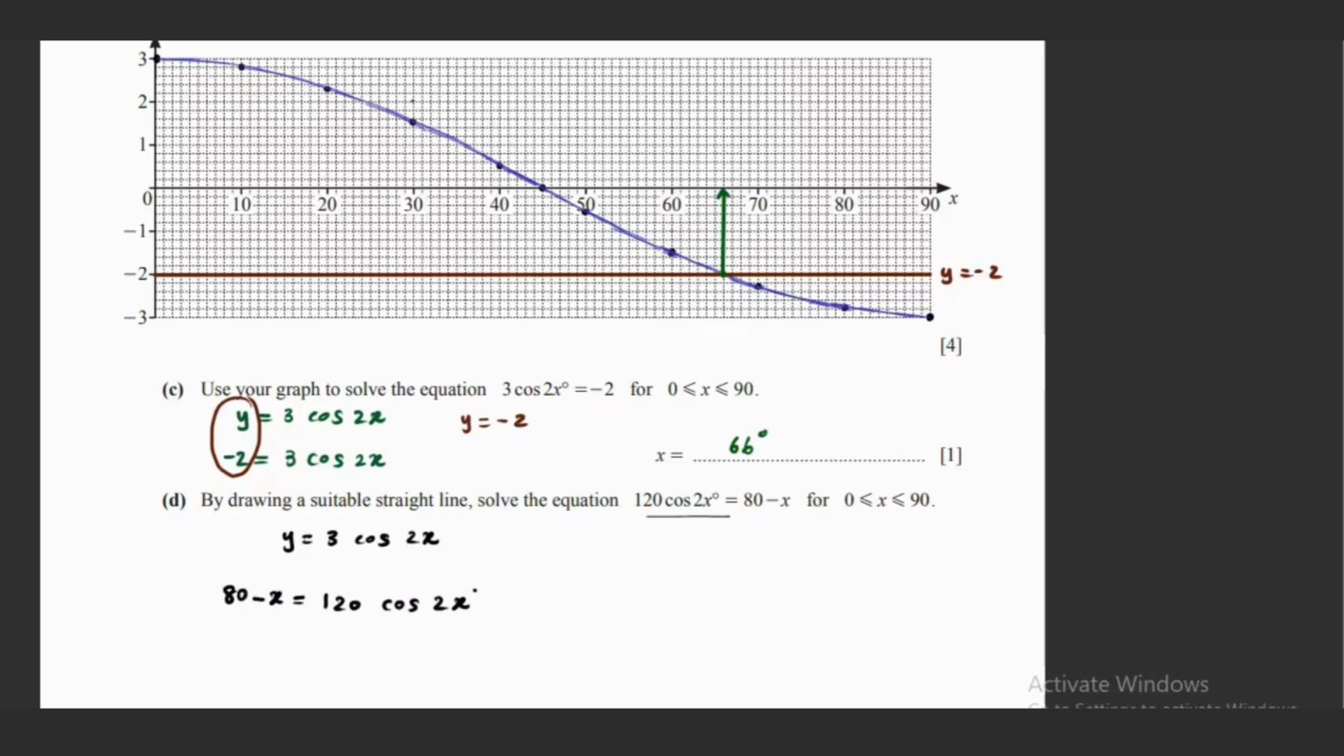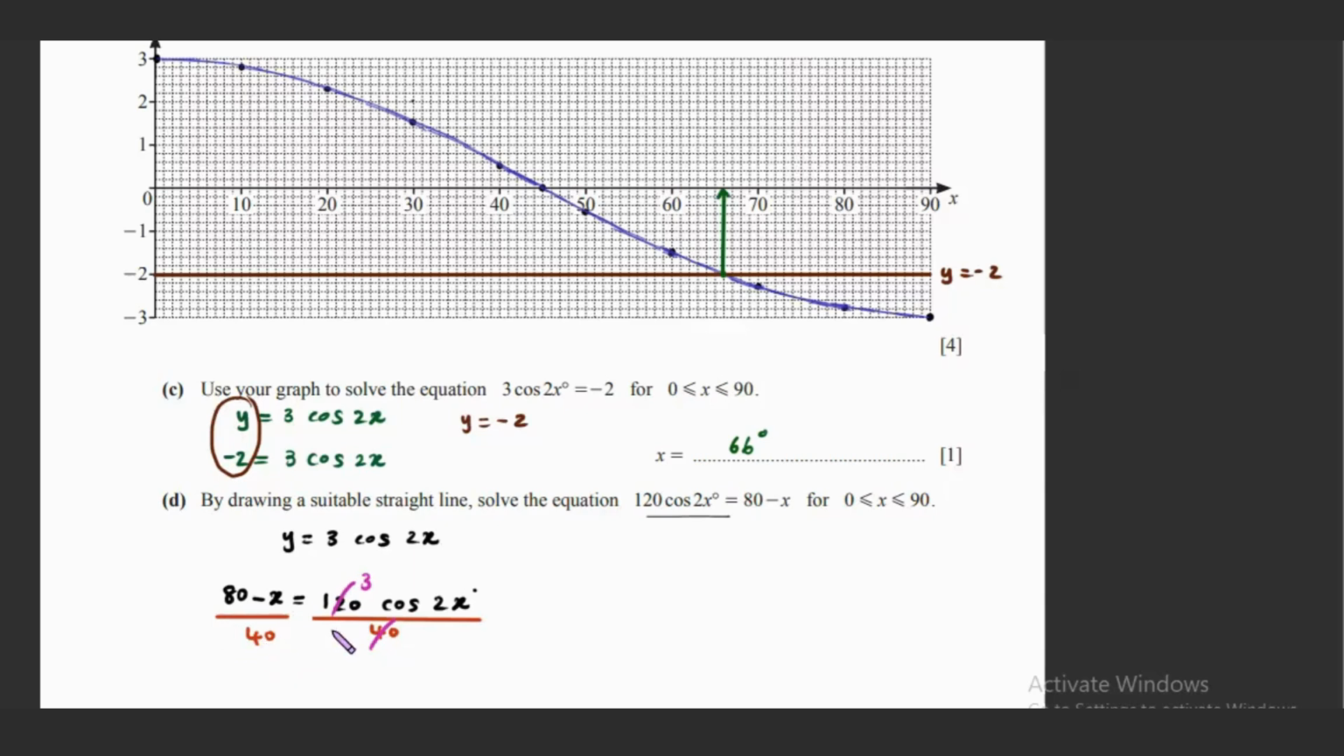Now we need to see how we could make this similar to the equation that we have for the graph. So I need to divide this by 40. Only if I divide by 40, the 120 divided by 40 gives us a 3. That way I can make 3 cos 2x, just like the one that I have here. I need to do the same thing to the other side. That's the reason why I wrote this one also over 40.